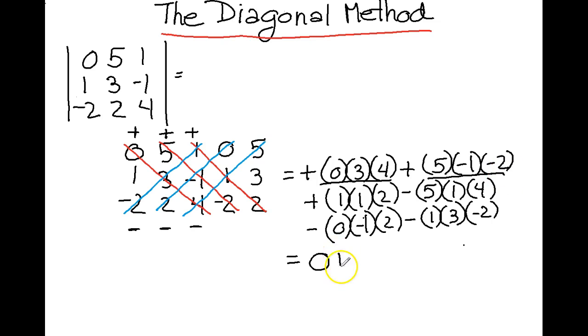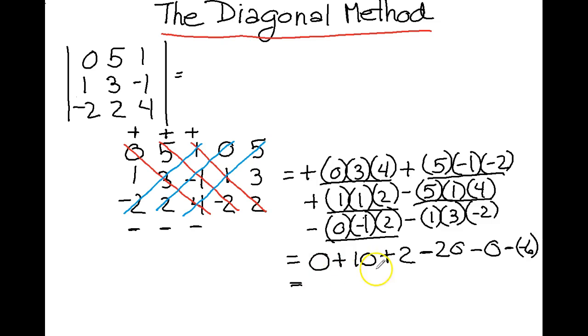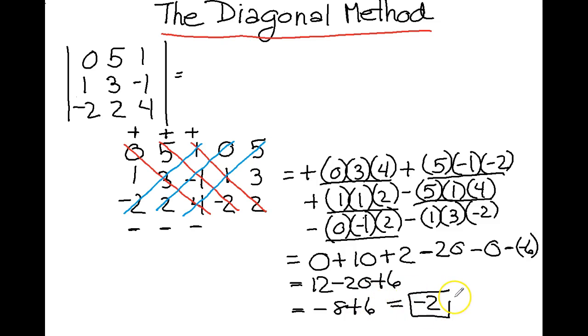The second one, we're going to add 10. This third one, we're adding 2. This fourth one, we're subtracting 20. The fifth one, there's a 0 there, so we're subtracting 0. And the last one, we are subtracting a negative 6. If we do this calculation from left to right, remember left to right, we get 12 minus 20 plus 6, which is negative 8 plus 6, which results in a negative 2.